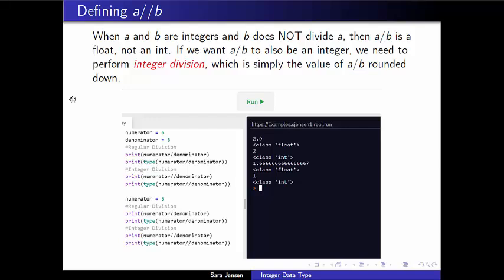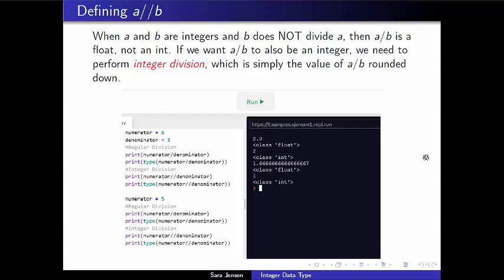Now, each of the operations, addition, subtraction, multiplication, and regular division, work on the integer data type just as they did on the floating point data type. However, there are times when we'll want to perform integer division, which quite simply is the exact value of regular division, but rounded down no matter what the decimal place might be. So even something like 1.99999 as the result of a division, if that were done with integer division, would be rounded down to 1.